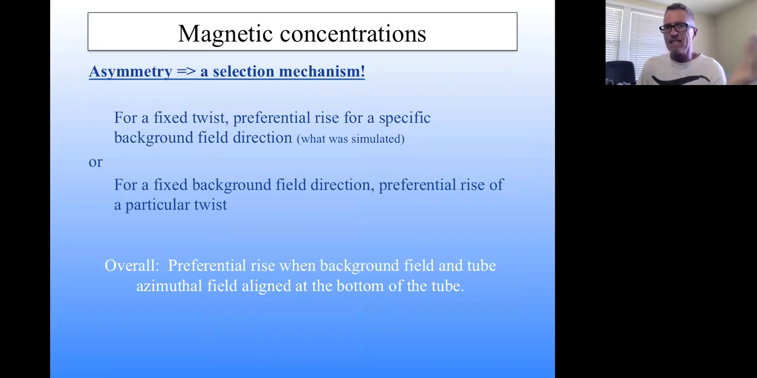So there's a selection mechanism which says, you can think of this as a preferred direction of the background field, or a preferred twist if the background field was kept constant. Like in these experiments, I kept the twist constant and flipped the background field. I could have kept the background field constant and flipped the twist. It would have the same result, right? So you can think of this as a selection mechanism which prefers the rise of certain twists of the tube. That's kind of interesting because twist is related to helicity, and this is now a selection mechanism which selects certain helicities, right?